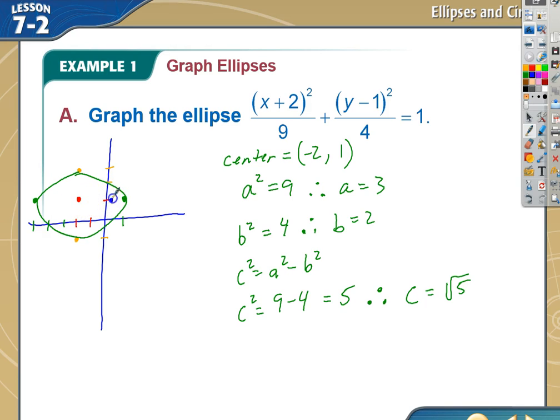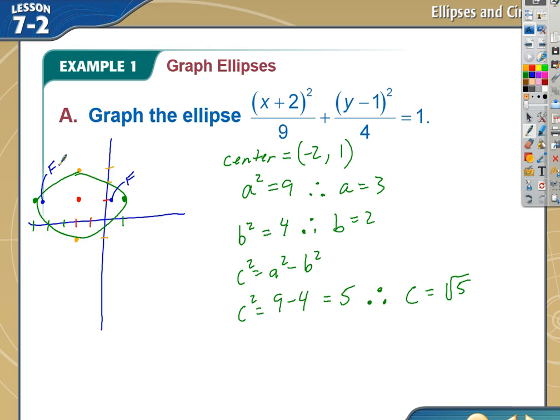There's my foci, there's my foci number 1. And I go 1, 2, a little bit more. And there's the foci again right there. Okay, not bad. All right, it's not hard. You find an A, you find a B, you find a C, you start drawing things.